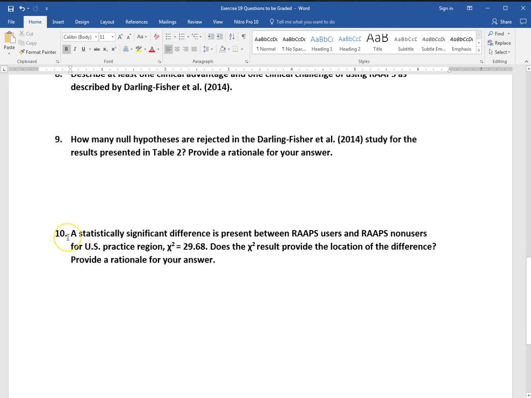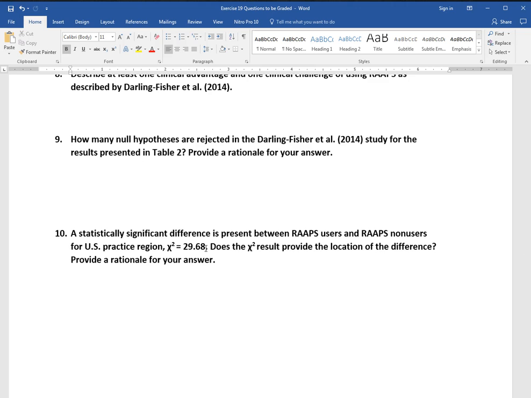Number 10, a statistically significant difference is present between RAPS users and RAPS non-users for US practice region. This chi-square result is equal to 29.68. Does the chi-square result provide the location of difference? Provide a rationale for your answer. So this is just a little bit of a strange way of asking if this tells you exactly what the difference is. So this result is statistically significant, but is it telling us that there's a difference between the groups, or is it telling us exactly what the difference is between the groups?